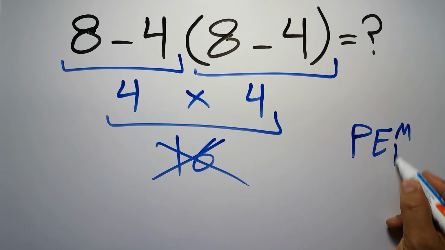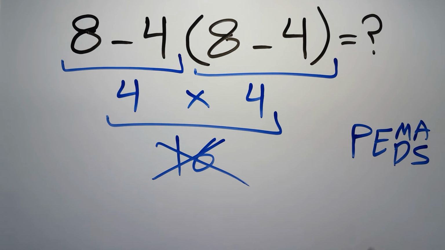exponents, then multiplication or division, and finally addition or subtraction. Remember that multiplication and division have equal priority and we have to work from left to right. And the same applies to addition and subtraction.